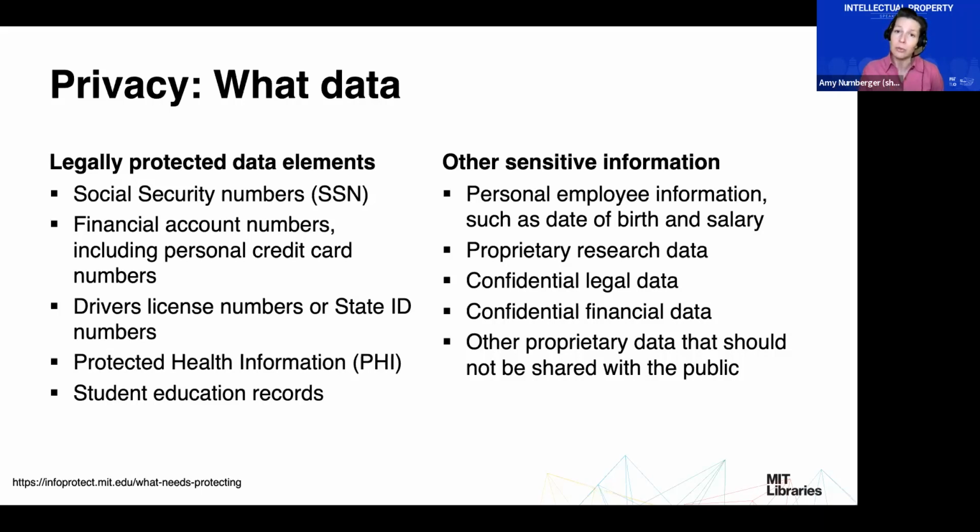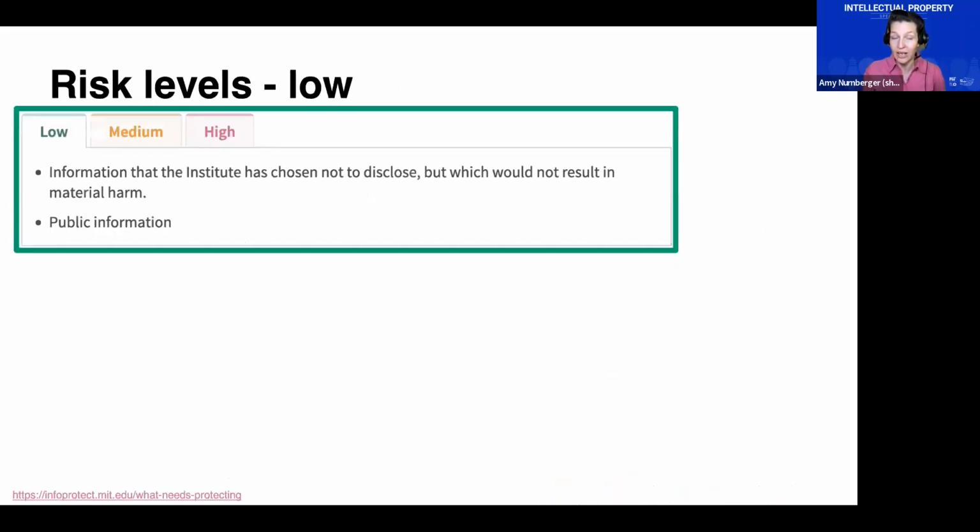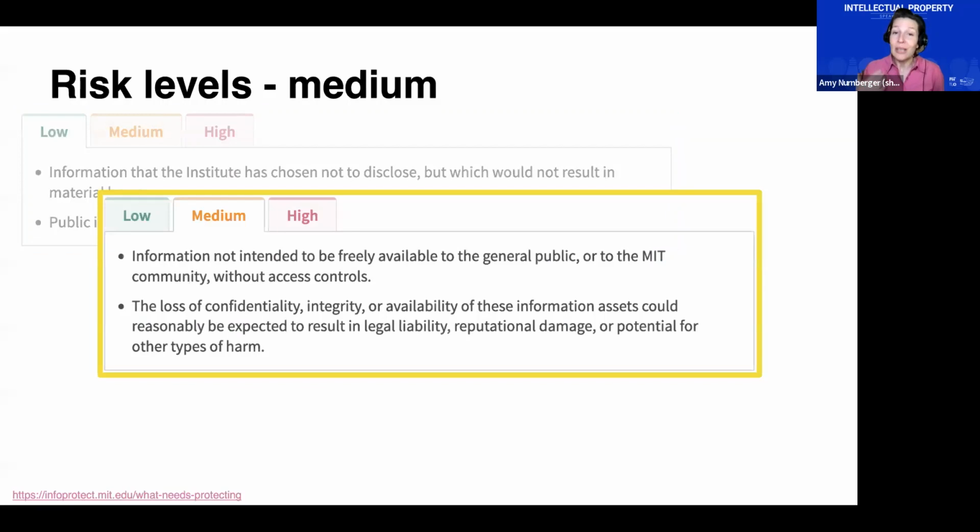So there are multiple ways where information can be sensitive, and it's really trying to identify what is the sensitivity associated with your data. Now, fortunately at MIT, we have a program called MIT Info Protect, and you can see the link on the slide, but they've developed a really nice tool to help us understand the different risk levels. At the very low level, it's either information that's already available publicly, or it's information that maybe the institute or the industry partner hasn't chosen to disclose, but that wouldn't be a big deal or cause material harm if it was disclosed.